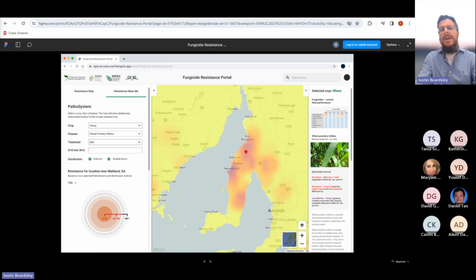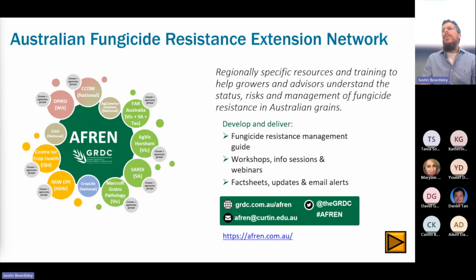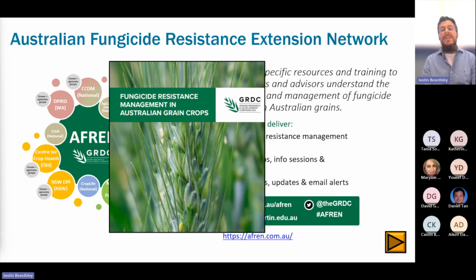On the right-hand side of this panel, we've got management information. We've got a big project that is in its almost fifth year now. It's the Australian Fungicide Resistance Extension Network. So it's all about extension of fungicide resistance within the industry. This project has put together the only independent guide of fungicide resistance management available in Australia, among the few available worldwide. The majority of the guides available are produced by the same companies that produce the chemicals.